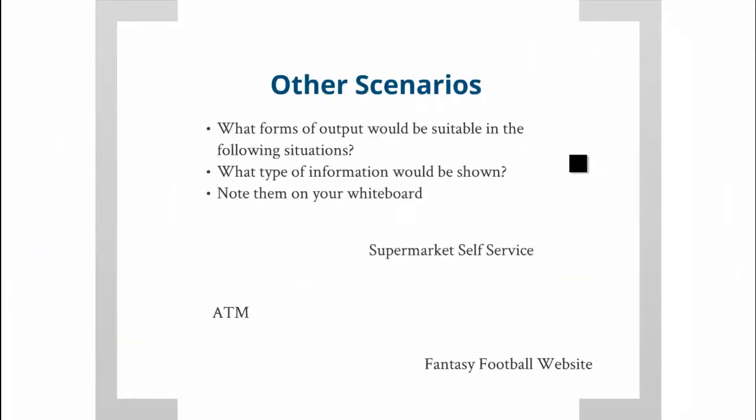Right, other scenarios. We can look at 3 other scenarios. I want you to have a look at these because these sorts of things will come up in the exam. These 2 definitely, ATM and supermarket self-service. There are some videos to go with them, so go and watch those as well. And try and see what type of information will be shown and note them down somewhere in your notes. It says whiteboard here. If you're doing this as a class activity, that's great, but otherwise note it down either on your websites or in your folders or wherever you keep your notes.